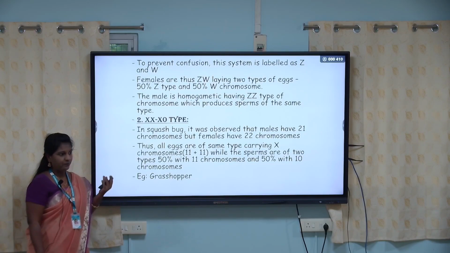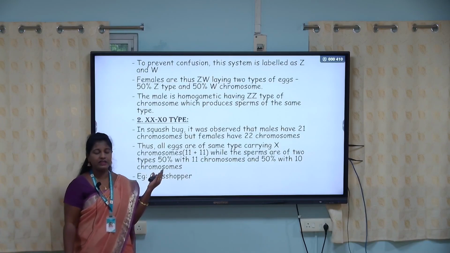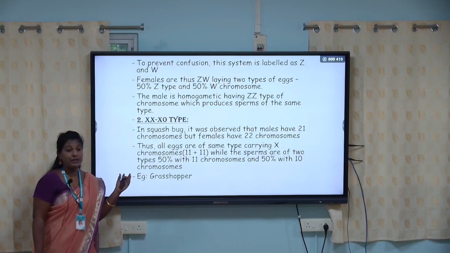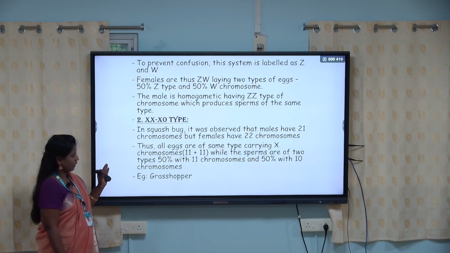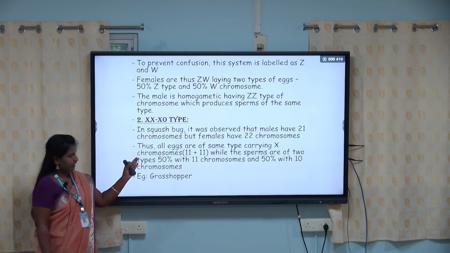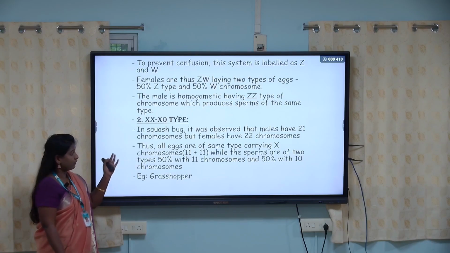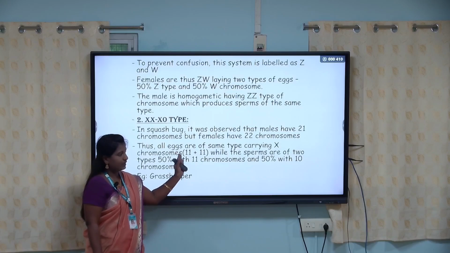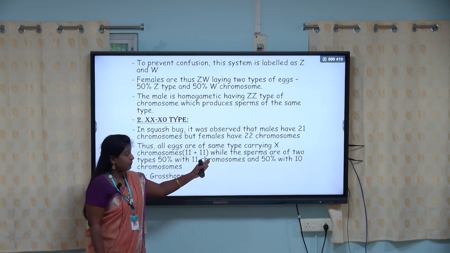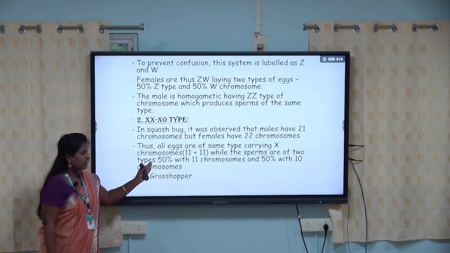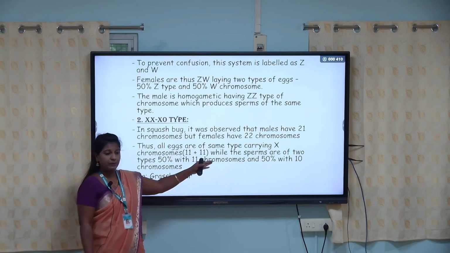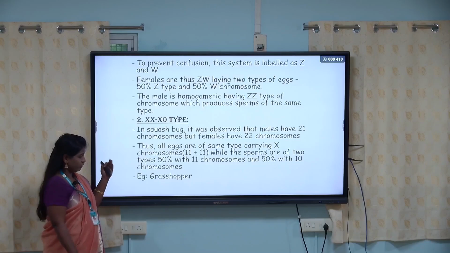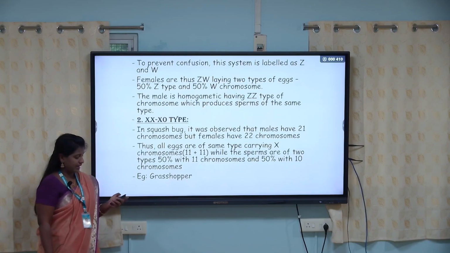The next type is XX and X0 type. In squash bugs and other bugs, mainly observed in squash bugs, the male has only 21 chromosomes and the female has 22 chromosomes, which is normal. So all the eggs of the female have the same type of chromosomes, that is X chromosomes, with the split up 11 plus 11 chromosomes, while sperms are 50% with 11 chromosomes and 50% with 10 chromosomes. Actually there is a lack of one chromosome there. The example is grasshopper.